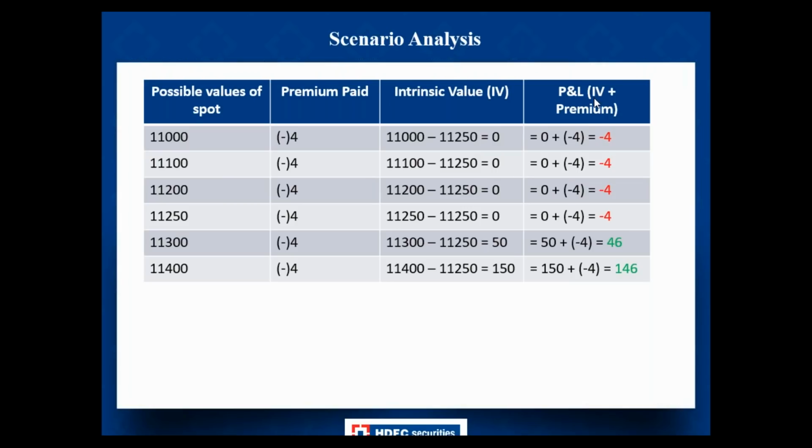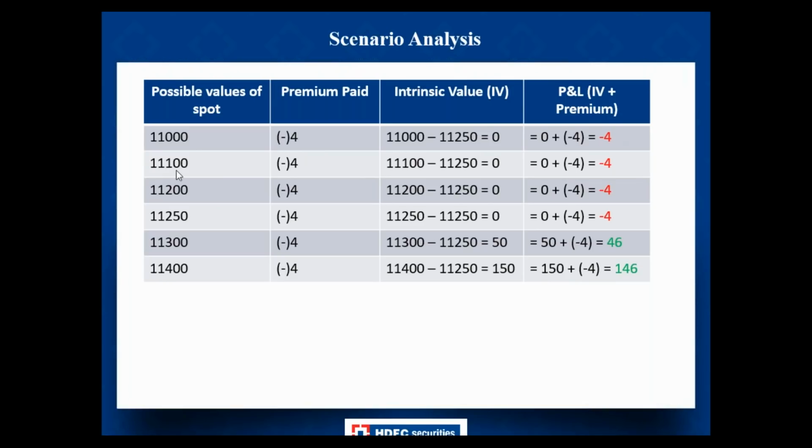What would your P&L be? It would be your intrinsic value plus the premium that you have paid. Intrinsic value is 0, plus the premium that you have paid. Because you have paid that premium, you have to calculate it as -4. So 0 plus -4 comes out to be -4. So your loss remains -4 at all points.